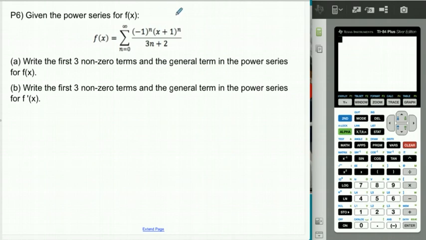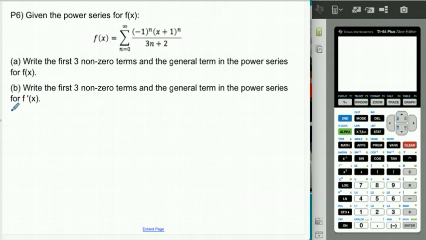All right, so let's try a P6. Give this a try. You're given the series for f of x. I want you to write the first three non-zero terms and the general term. Then I want you to differentiate to find the first three non-zero terms and the general term of the power series for f prime.